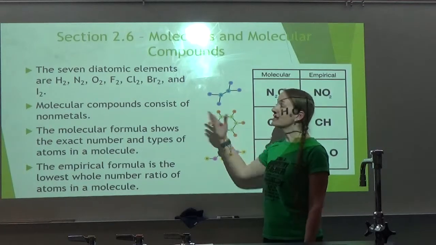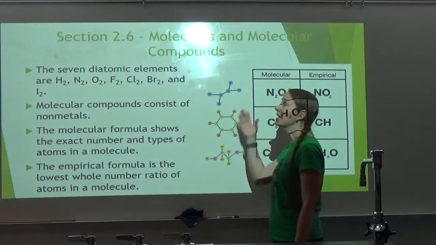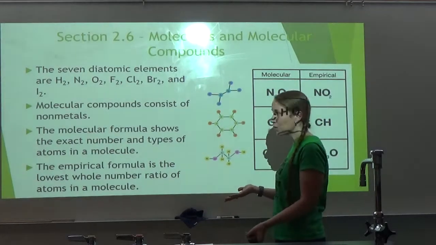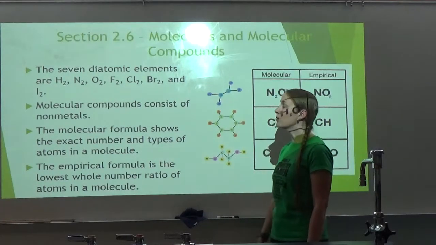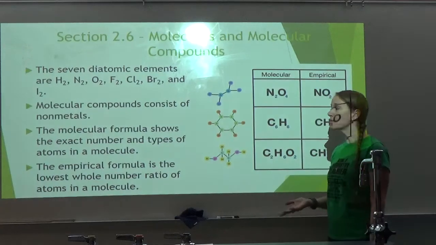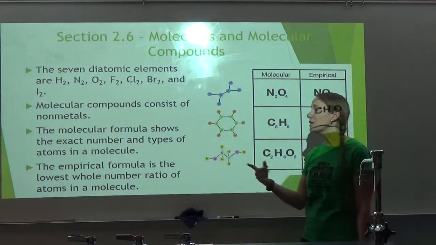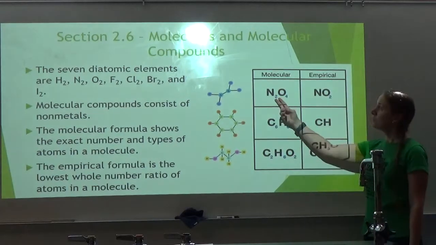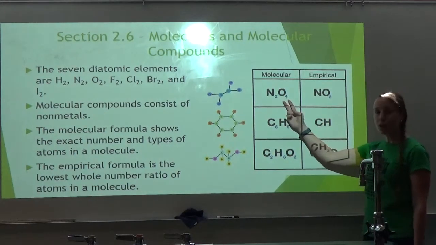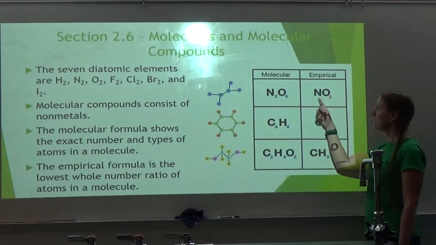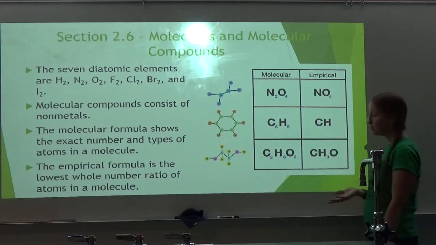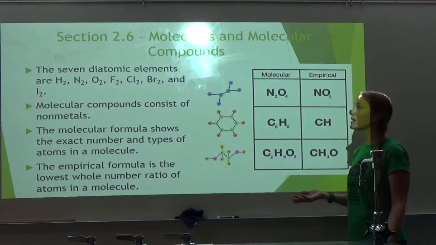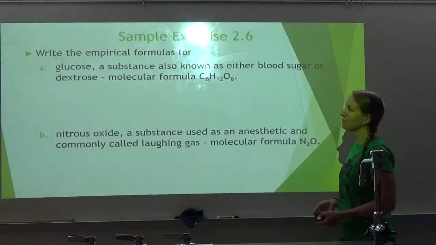Molecular compounds consist of only nonmetals. So see, that's why learning about the difference in metals and nonmetals in the previous section is important. The molecular formula shows the exact number and types of atoms in a molecule, whereas the empirical formula is the lowest whole number ratio. Okay, so like if the molecular formula is N2O4, I can reduce that to NO2, which would be the empirical formula. Now, not everything can be reduced. Sometimes molecular formula and empirical formula are the same.